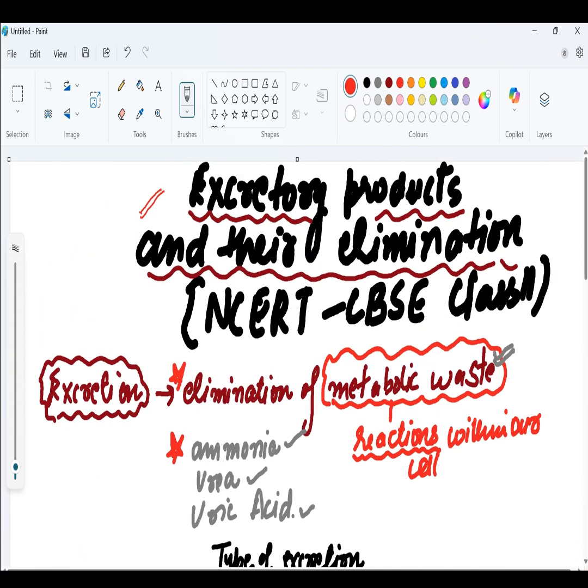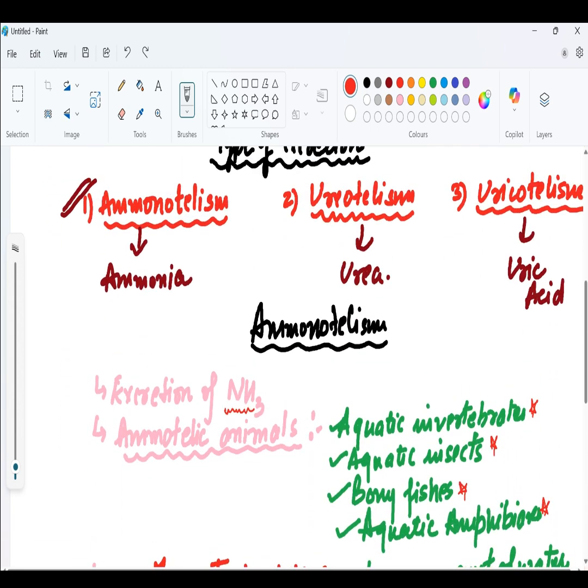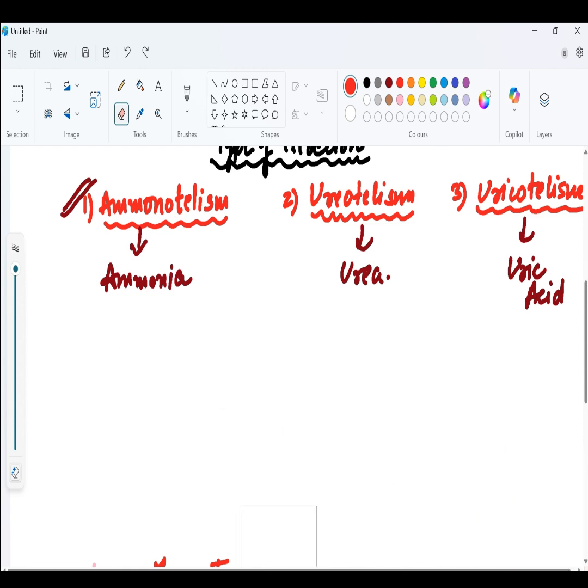All right, so now we will move on to the next type of excretion, that is ureotelism. Okay, we are done with ammonotelism. Now we will start with another one, and that is ureotelism.